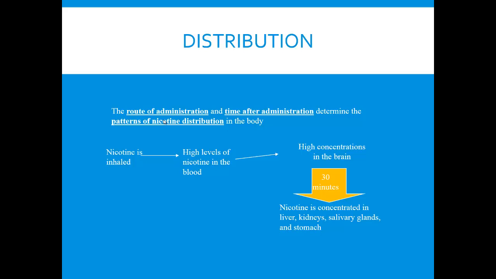Okay, so this just reiterates what's going on when we talk about a smoked cigarette. The nicotine is inhaled, high levels of nicotine in the blood, high concentrations in the brain. 30 minutes later, you're going to have nicotine concentrated in the liver, kidneys, salivary gland, and stomach. So in some places where ionization has occurred. And I'm going to stop here so that we can have a break and then we'll pick up.